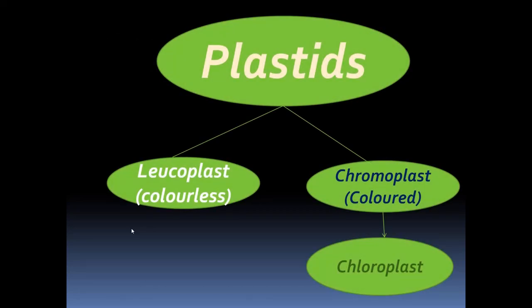Plastids are of two types. Without pigment, they are called colorless plastids. Those without pigments are called leucoplast, and if they have pigment, they are called chromoplast. So plastids are of two types, colorless and colored. If it is colored, it is called chromoplast. If it is colorless, it is called leucoplast. Chromoplast, if it has a special pigment called chlorophyll, then it is called chloroplast, green colored pigment. If it possesses a green colored pigment, then it is called chloroplast.